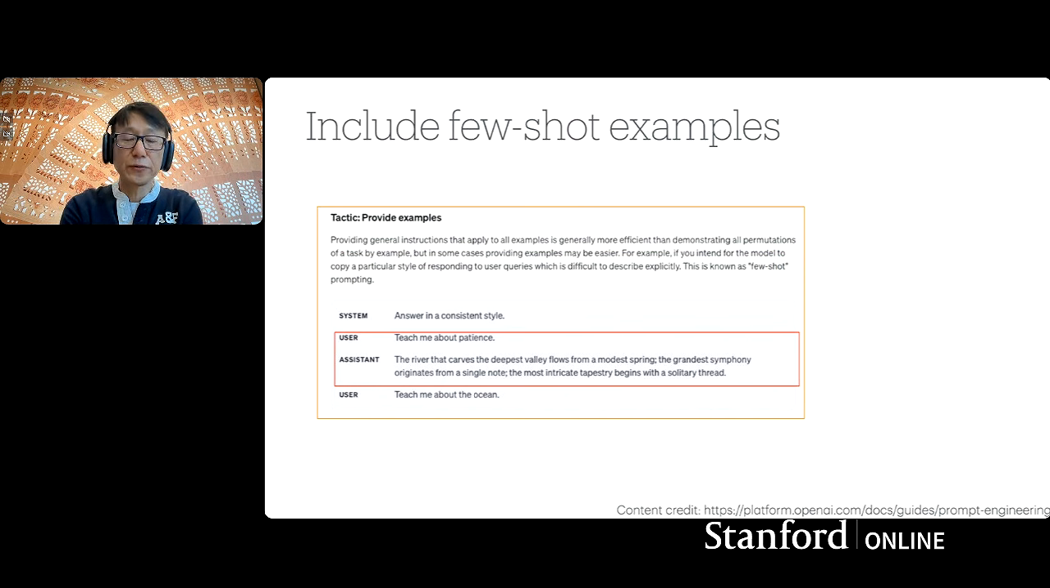And include few-shot examples. Meaning give the model the example input and output that you would expect. As in this case, you ask for some type of consistent style output, then what is the consistent style? You provide an example input and example output that you want, and then finally you ask your original question. Then the model will generate the output based on your input. So few-shot examples are always helpful to generate the output that you want.